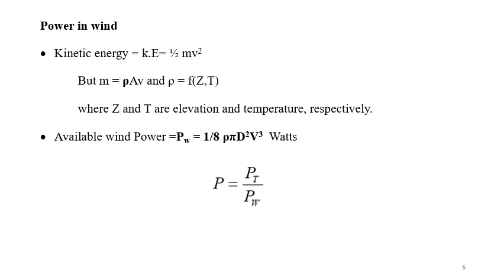Okay, so this equation, which is available wind power Pw is equal to 1 by 8 rho pi d square v cube watts, tells us that maximum power available from the wind varies according to the square of the diameter of the intercept area, normally taken to be the swept area of the aero turbine. Okay, so doubling the diameter of the rotor will result in a fourfold increase in available wind power.